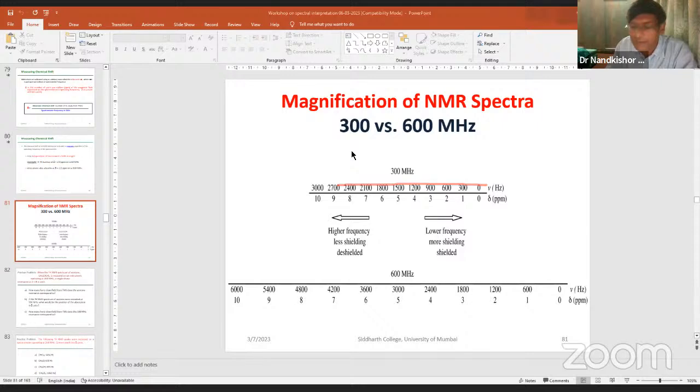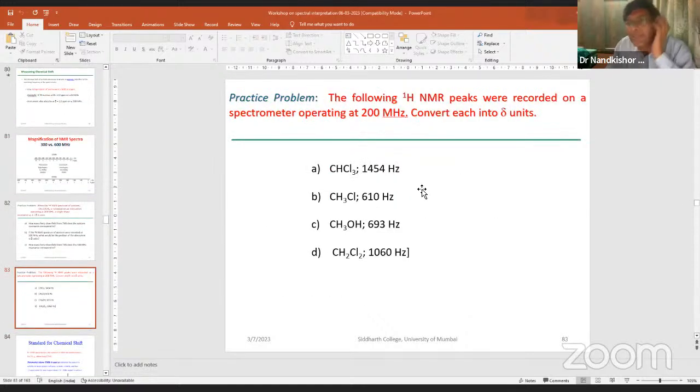Let's move on to the next. Now look at another very simple question. This type of question will be asked in the next set of examinations, and it is very simple once you understand. What is the problem? The following H1 peaks were recorded at 200 megahertz, and you have to convert them into delta units.